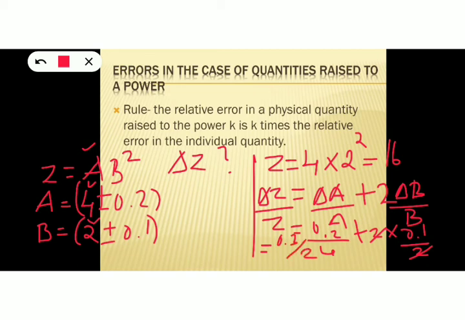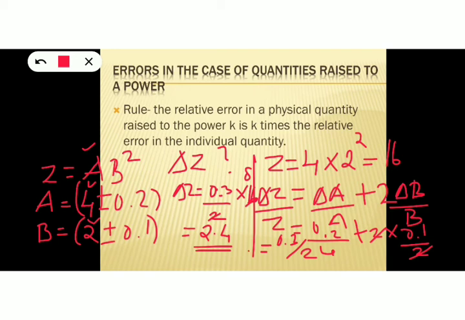Then what will be delta Z? Delta Z is equal to 0.3 by 2 into Z. What is Z? That is 16. So 2 8s are 16. 0.3 into 8 is 2.4. So this is the error in Z.